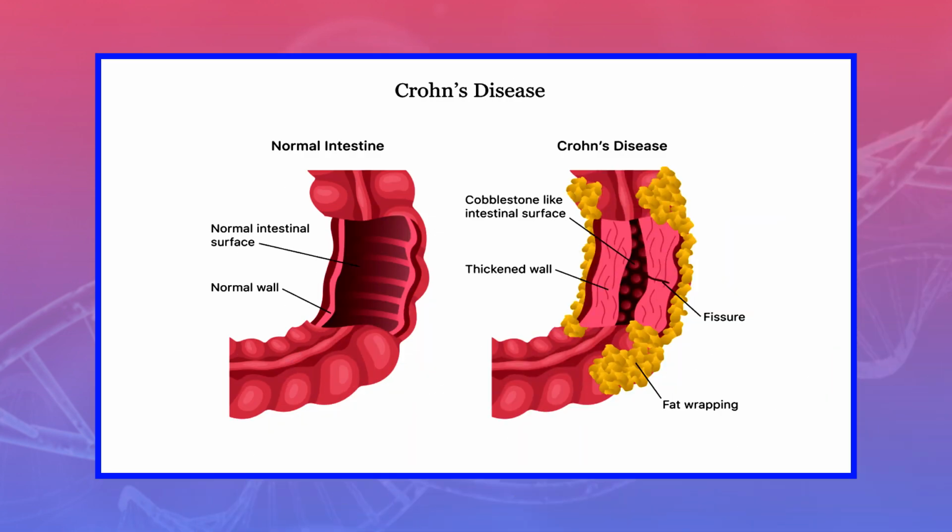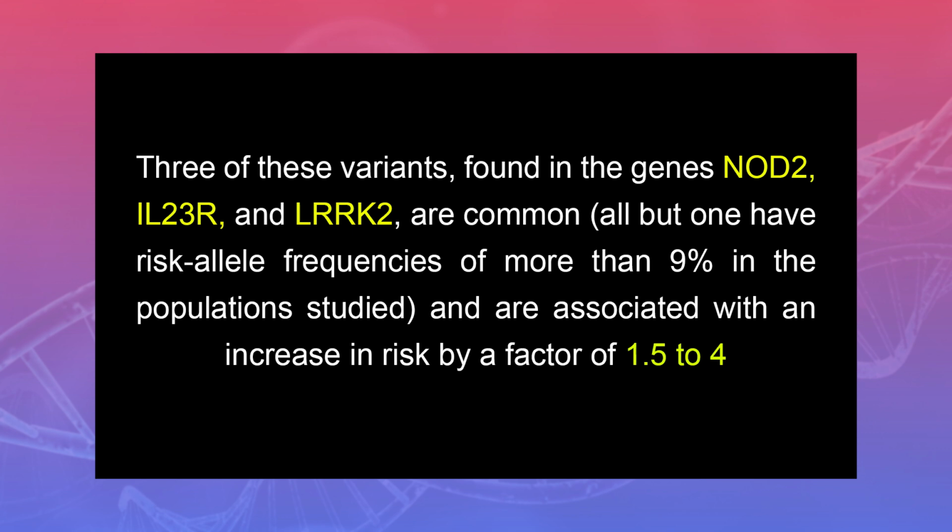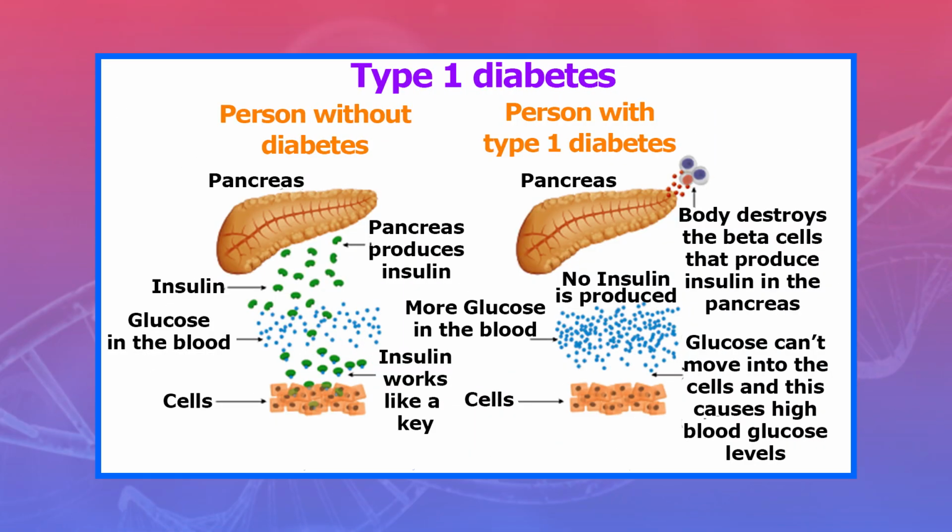The genome-wide association study has yielded more than 30 variants related to Crohn's disease. Three of these variants, found in the genes NOD2, IL23R and LRRK2, are common. All but one have risk allele frequency of more than 9% in the population studied and are associated with an increase in risk by a factor of 1.5 to 4. A similar pattern of a few variants having large effects but most having small effects has emerged for type 1 diabetes, with more than 40 variants identified to date.